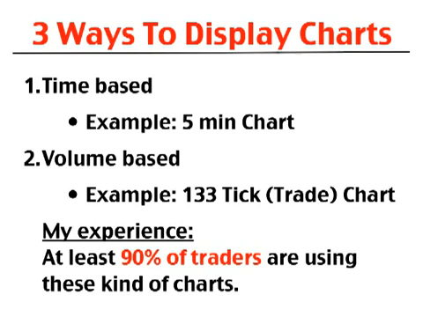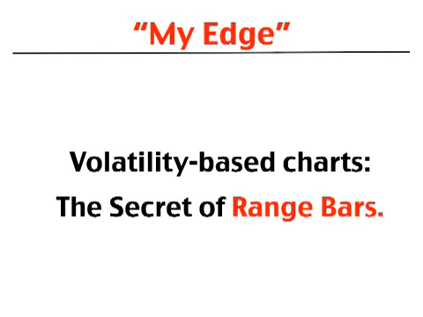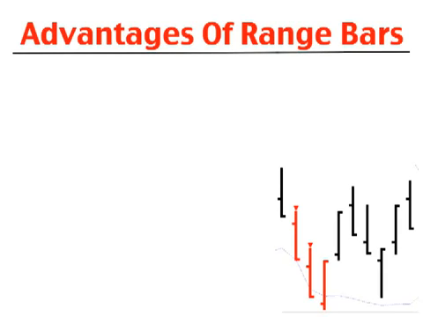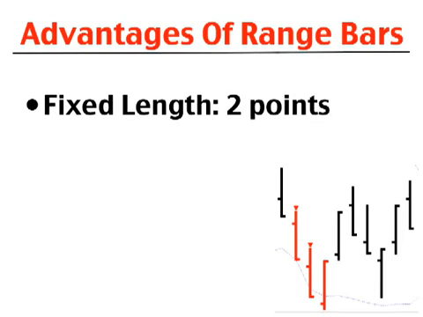And as I already said, if you do what most traders do, you will probably lose money as most traders do. And that's why I like to look at charts differently. So I like to use the third, and I call it the secret way to display charts. I use volatility-based charts, which are also known as range bars. So what does this mean? Well, when using volatility-based charts, you plot a new bar or a candle after the market moves a certain amount, for example, 2 points. It's really pretty simple.